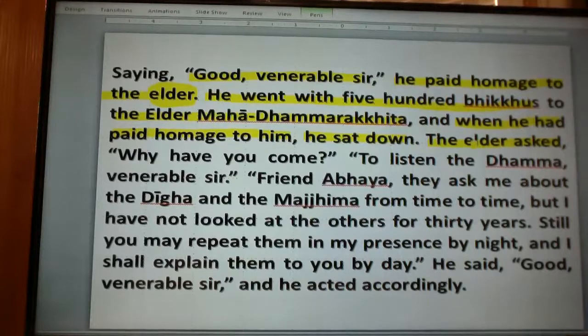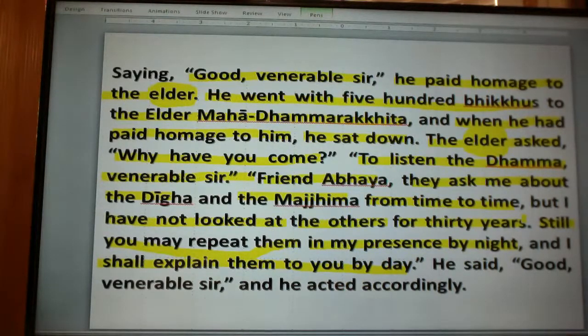And the elder, Mahadhamma Rakita, asks, why have you come to me? The answer of Abhidhamma: to listen to the Dharma, to learn the Dharma. So Mahadhamma Rakita asks again, friend Abhaya, they asked me about the Digha and Majjhima Nikaya from time to time, not always, but I have not looked at the other three Nikaya for 30 years. So you may repeat them in my presence by night. That means he memorized again, and I shall explain them to you by day. Nighttime reciting, he listens, and the daytime explains the meaning. He can do that because he memorized again.